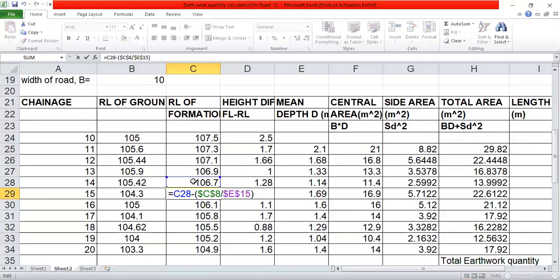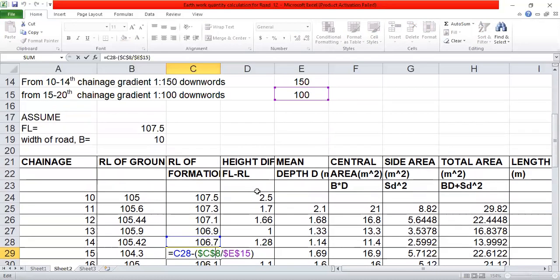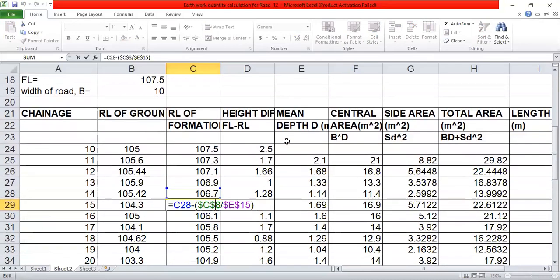That's why you have to take the previous RL minus chainage divided by gradient. The gradient here is 1 in 100, and you have to put the dollar sign before the C character and after the C character also. And for the gradient also, you have to put it before the E character and after the E character.